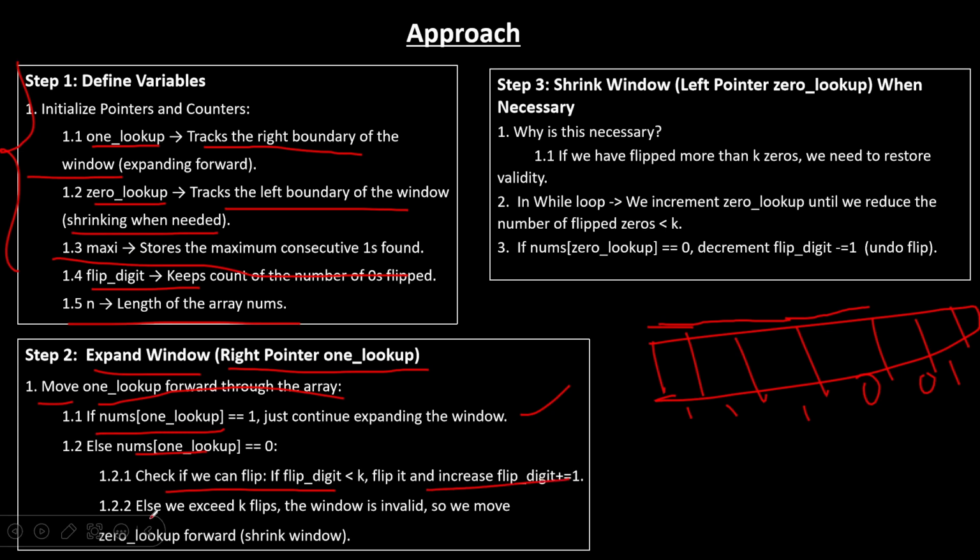Now this is done. Now, if we move ahead again here, we cannot flip it anymore. So if we exceed k flips, the window is invalid. So we move zero lookup forward. But till now we have to store the length of this array. So what is this? This is 4. And we found out here that we encountered 0 and flips have already been used. So what to do? We increment the zero lookup forward by shrinking the window.